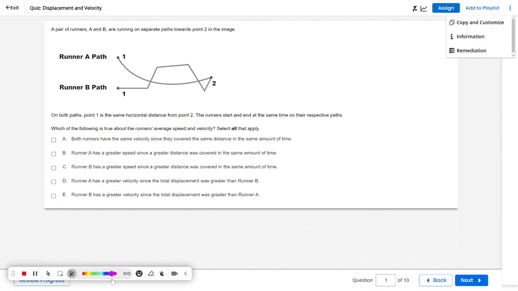And I'm going to change this to, I wish the green were darker, but I'm going to change it to my favorite color. Let it be green.